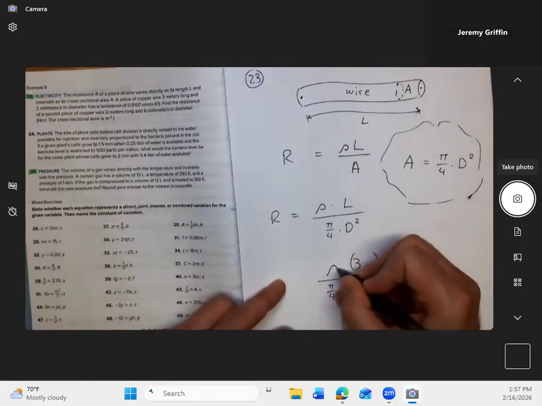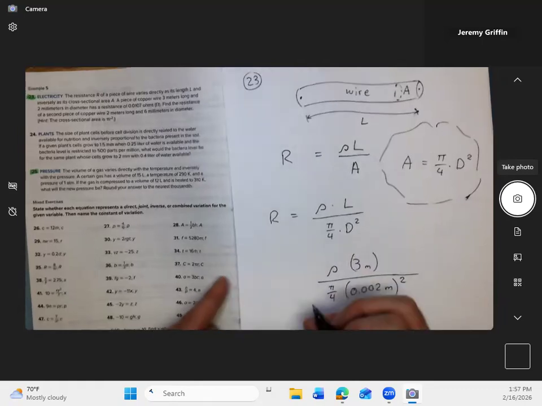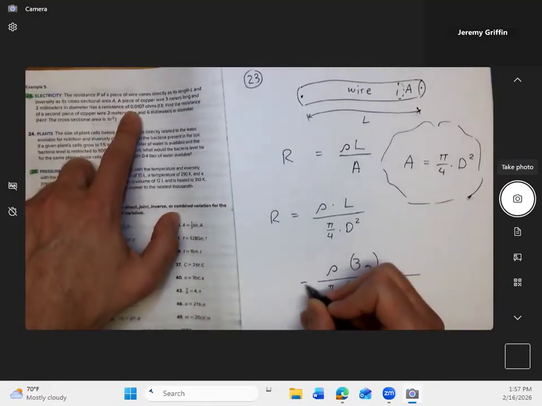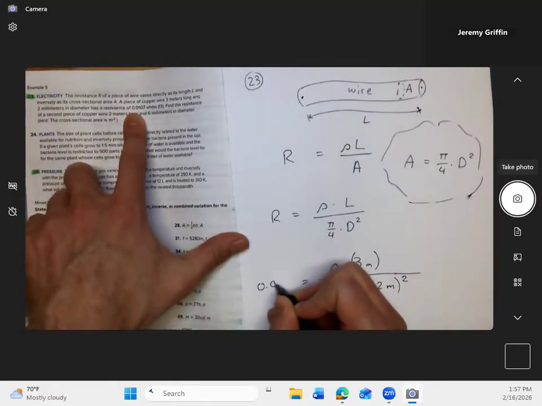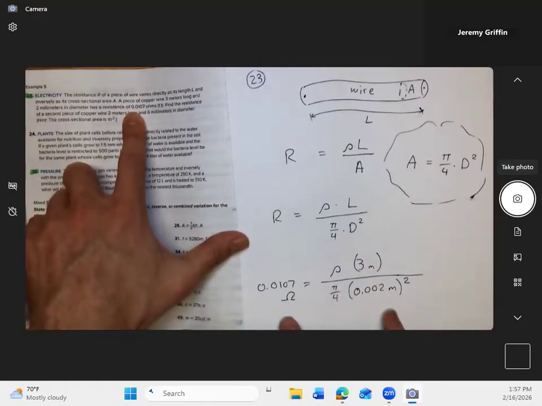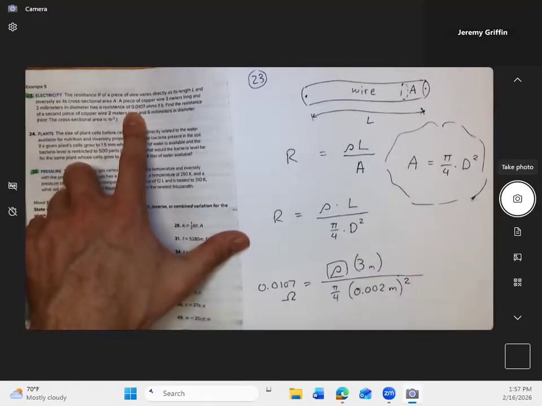And I got this Greek letter rho to represent resistivity. And they must have told us the resistance. Here it is. The resistance is 0.0107 ohms. There you go. At this point, we have enough information. We can find the resistivity of copper.